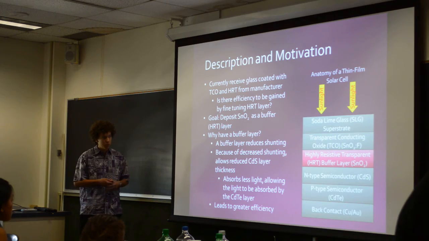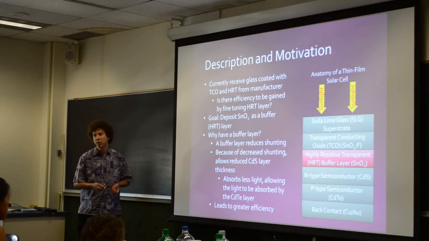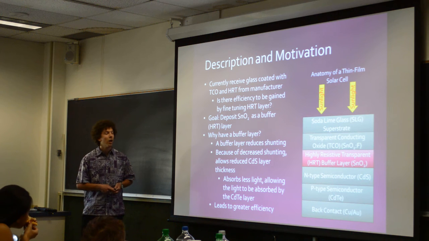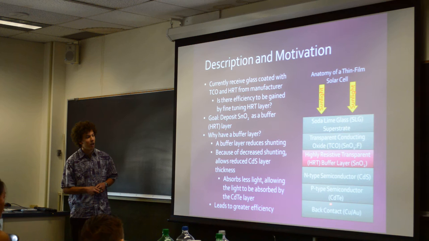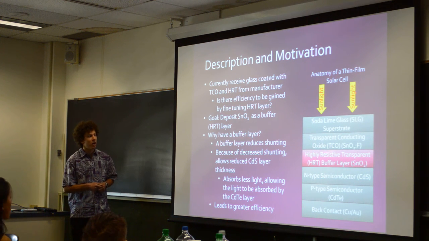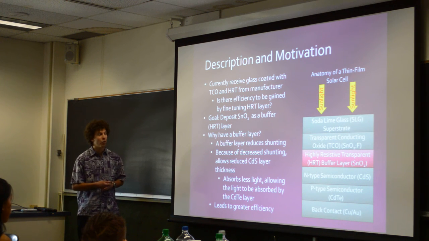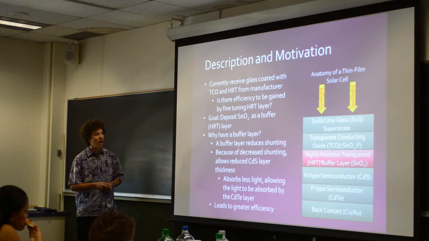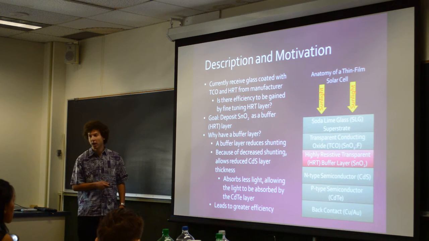So we don't want it to be absorbing photons, and we do that by making it very thin. The problem is if you make it very thin, you start getting non-uniformities, such as pinholes, and that can allow copper atoms from the back contact to migrate up through the CdTe, through the pinholes in the CdS, and then touch your TCO, which is basically just shorting out your solar cell. So you don't want that either. So that's why you need a highly resistive transparent buffer layer to keep those copper atoms from shunting your cell.